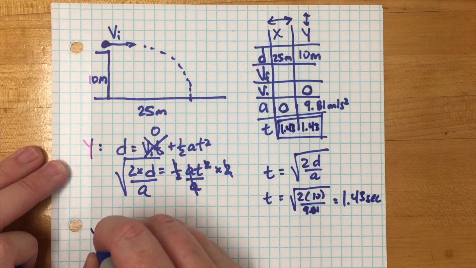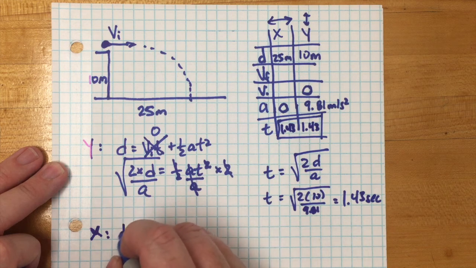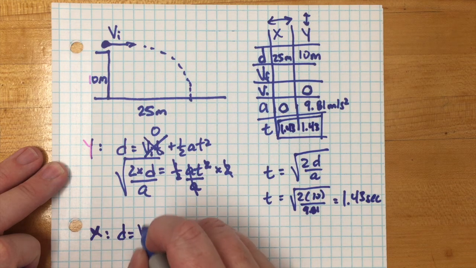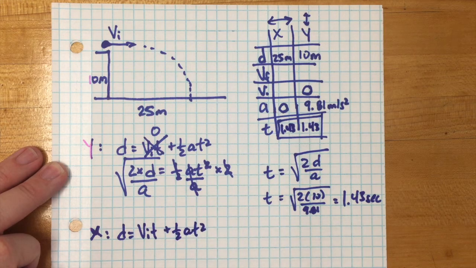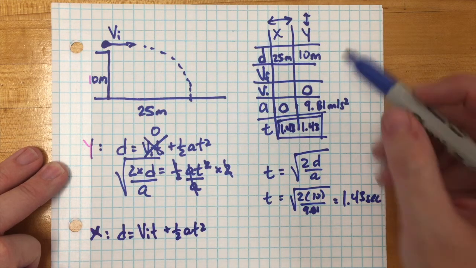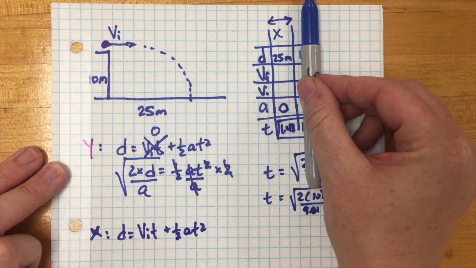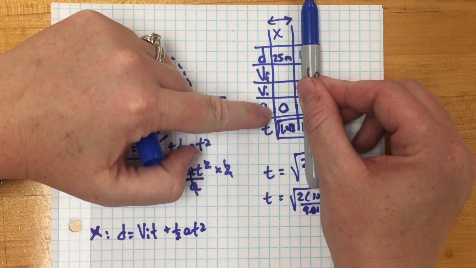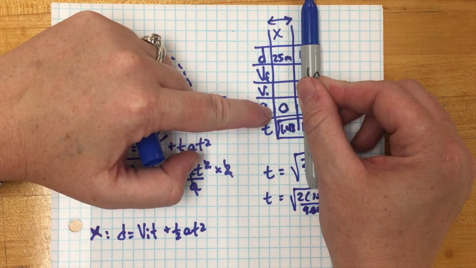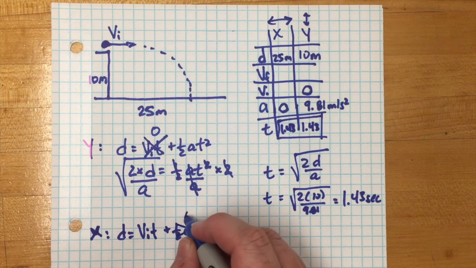Now, in the x direction, I can figure out how fast it's going. I'm going to start with the same equation. D equals VIT plus 1/2 AT squared. However, now I'm using the variables in the x direction. These for the y won't help me with what I'm doing here. I know in the x direction that my acceleration is 0. Well, 0 times anything gives me 0. So this whole thing goes to 0.